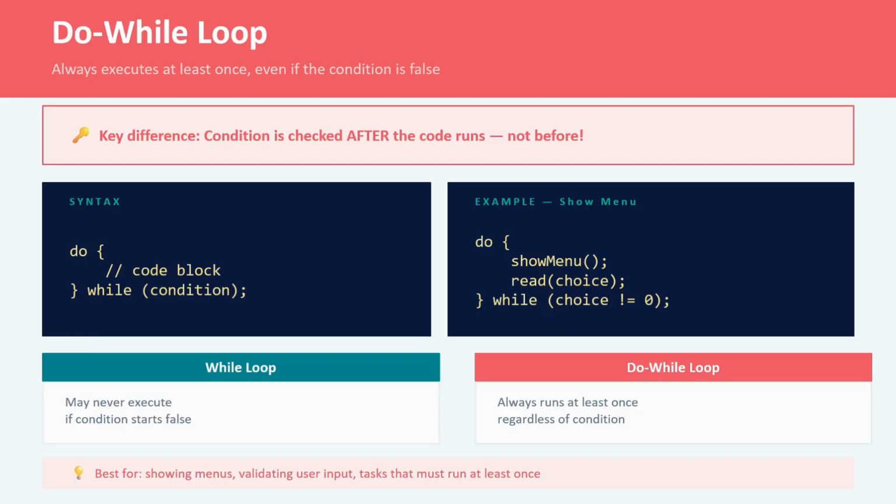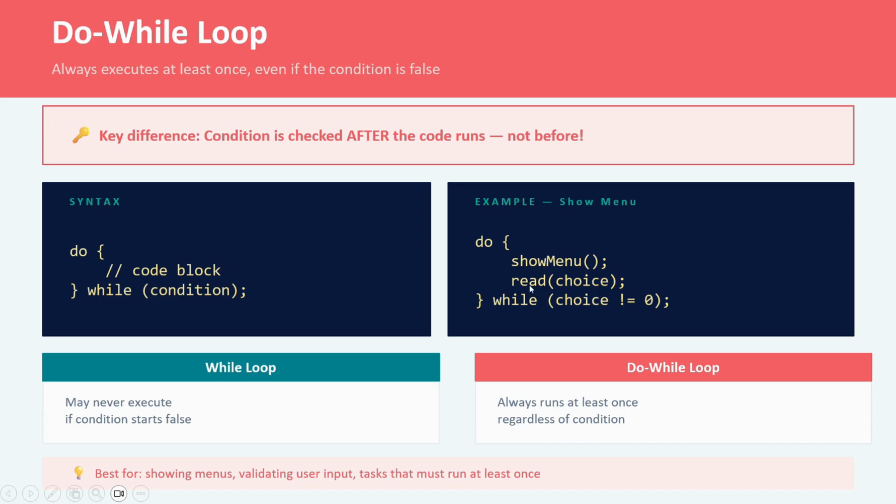Next is the do while loop. It always executes at least once, even if the condition is false. Key difference: the condition is checked after the code runs, not before. A while loop may never execute if the condition starts false, and a do while loop always runs at least once regardless of the condition.